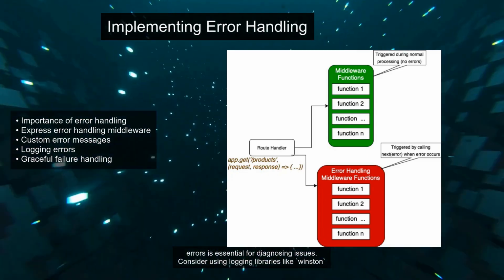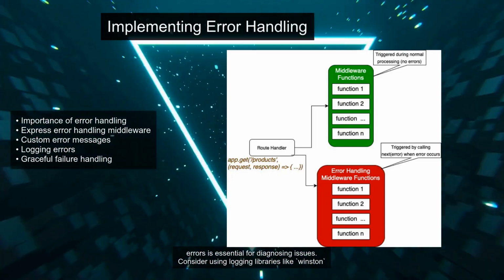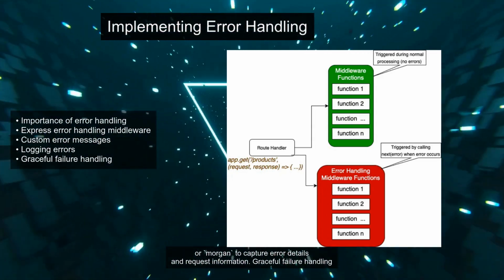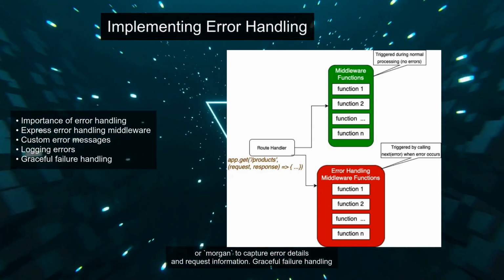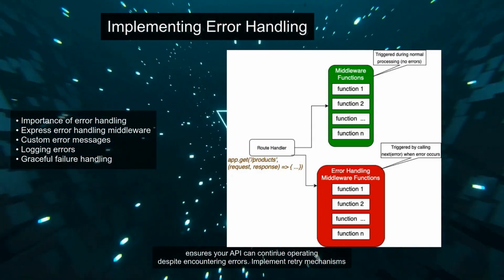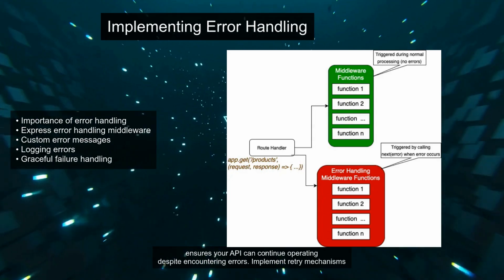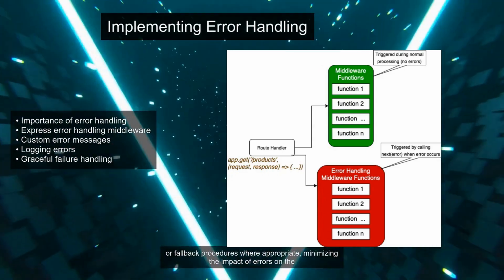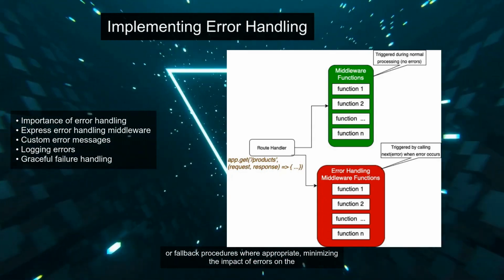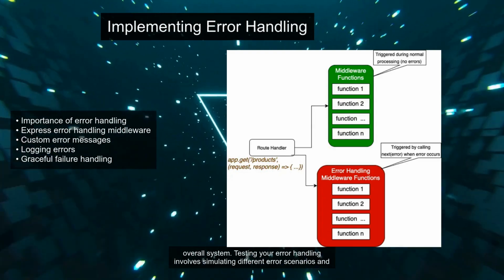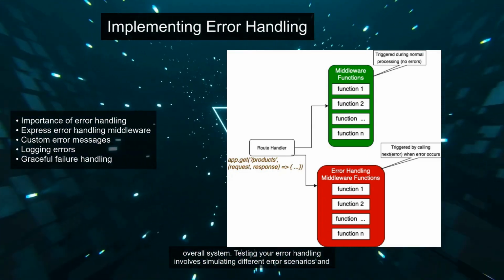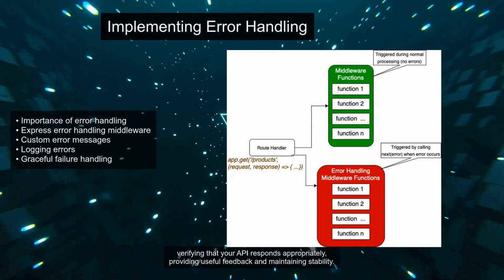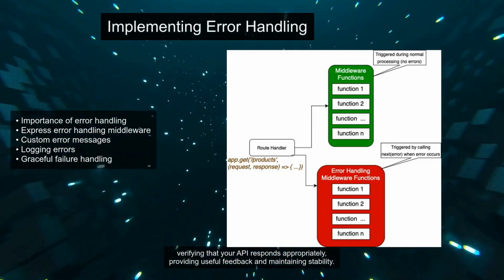Logging errors is essential for diagnosing issues. Consider using logging libraries like Winston or Morgan to capture error details and request information. Graceful failure handling ensures your API can continue operating despite encountering errors. Implement retry mechanisms or fallback procedures where appropriate, minimizing the impact of errors on the overall system. Testing your error handling involves simulating different error scenarios and verifying that your API responds appropriately, providing useful feedback and maintaining stability.